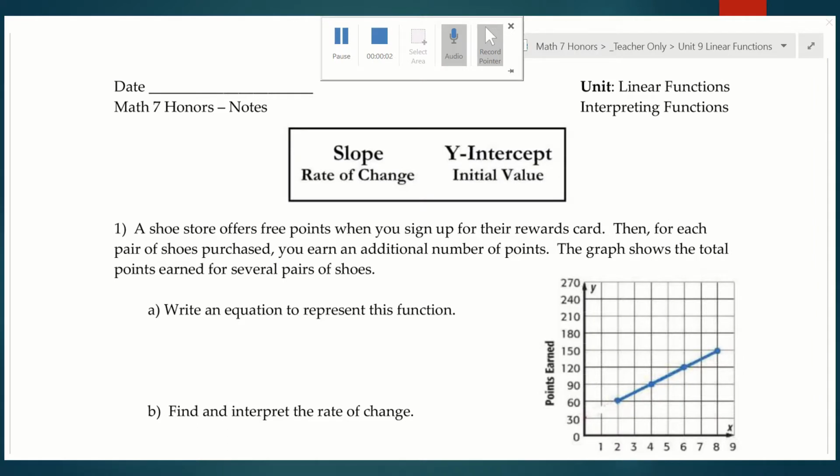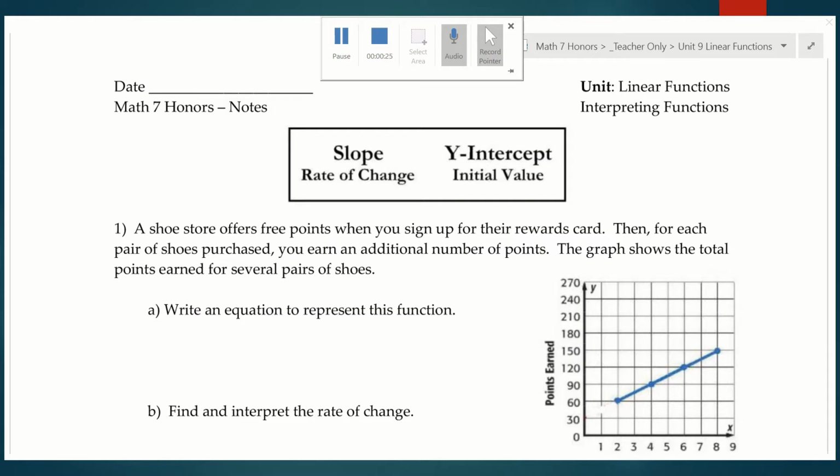Hi everyone, welcome back. We are going to talk about interpreting functions again today, and we're going to go a little bit more involved. In the previous lesson, we looked at a lot of graphs that were proportional. Today we're going to look at a lot that are non-proportional, which means we have to do some work with figuring out the slope and the y-intercept in a new way.